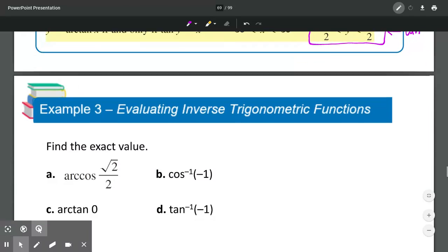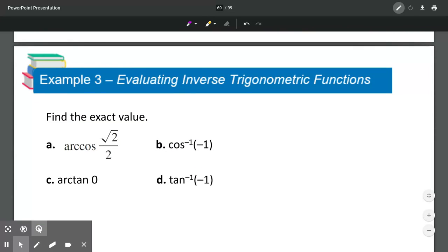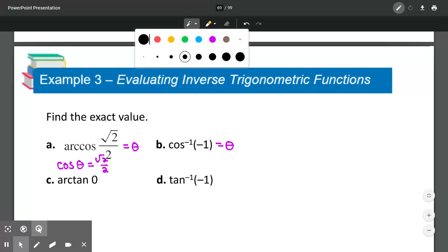All right, so let's look at example 3. We have a couple tangents. So again, remember, whenever we're finding the inverse, we're looking for those angle measures on the unit circle that correspond. So for part A, we're looking for the cosine of theta to equal root 2 over 2. So let's just sketch real quick a unit circle.